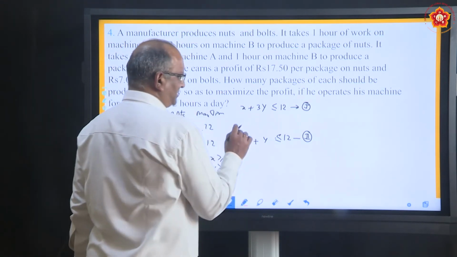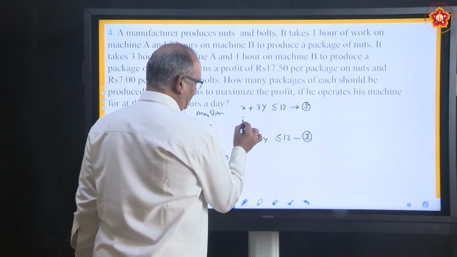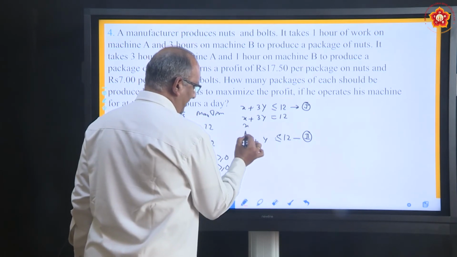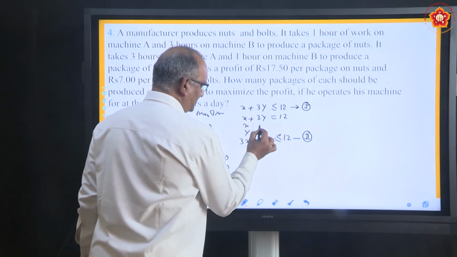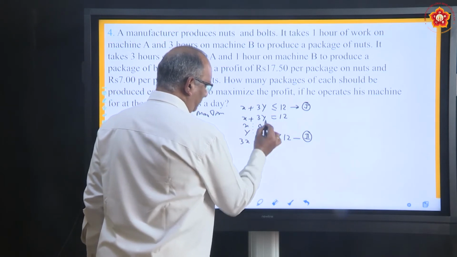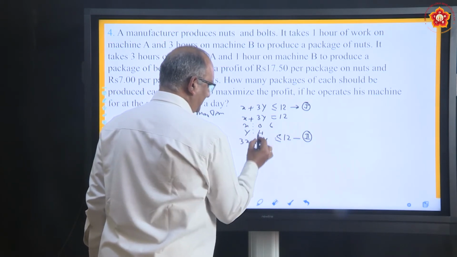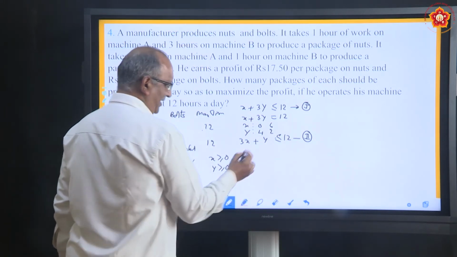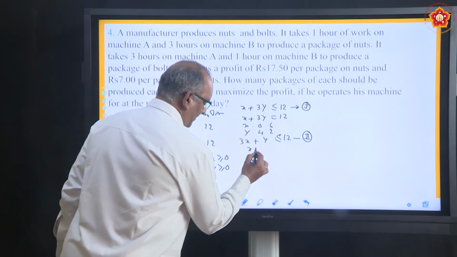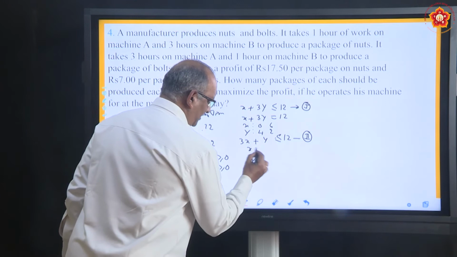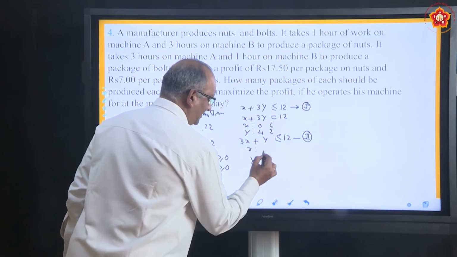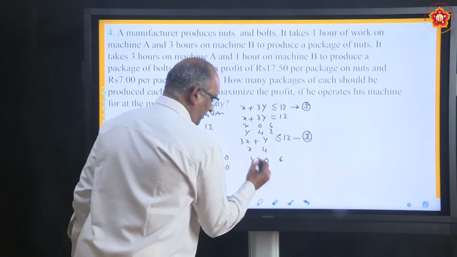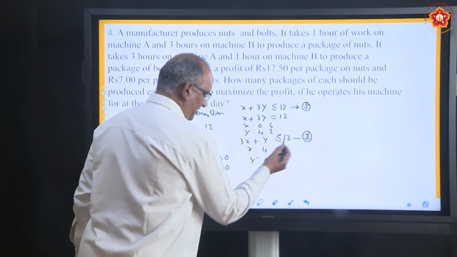So what we do generally, we first convert it into the equation x plus 3y equal to 12. So take the points x and y. So what are the points? If x is 0, y is 4. If x is 6, let us say 6 will go that side, 12 minus 6 is 6, so y will be 2. Similarly, if y is 0, x is equal to 4. If y is equal to 6, let us say, if you substitute 6, 6 will go that side, x will become 2.